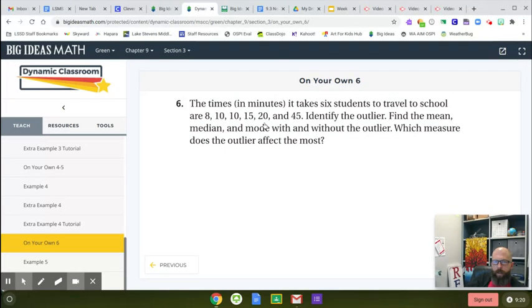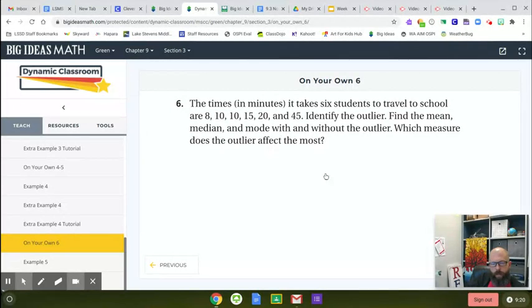Identify the outlier. Looks to me like it's probably 45. These are already in order for us. So 45 is the outlier. So now I need to find the mean, median, and mode with the outlier. Add them all up. Divide by 1, 2, 3, 4, 5, 6. So do all of that with the outlier and then remove the outlier and do it with just these numbers. So try that on your own. Ready? 1, 2, 3, pause.